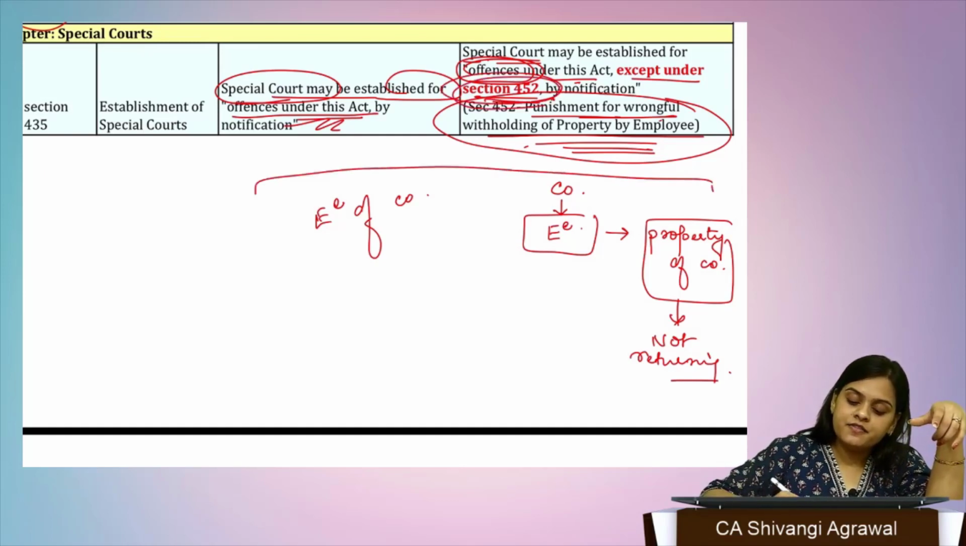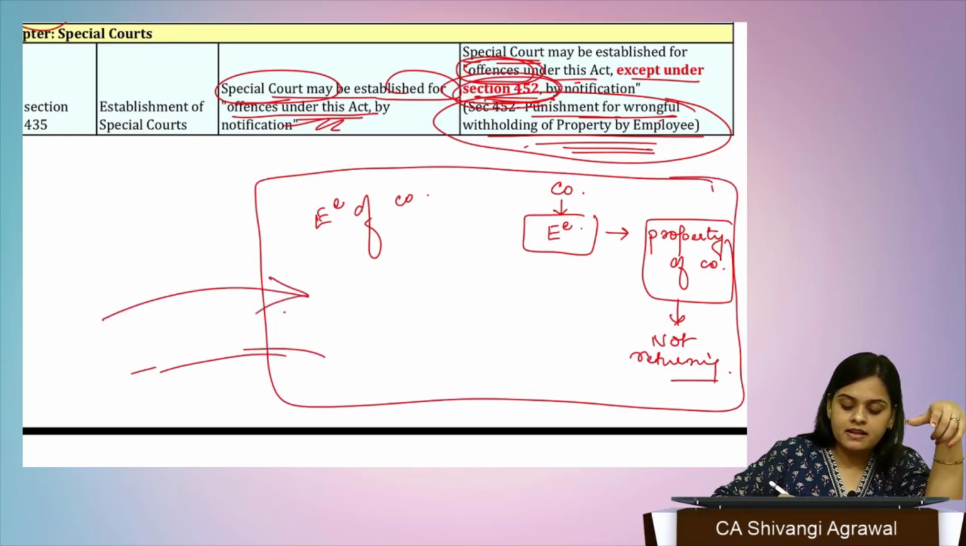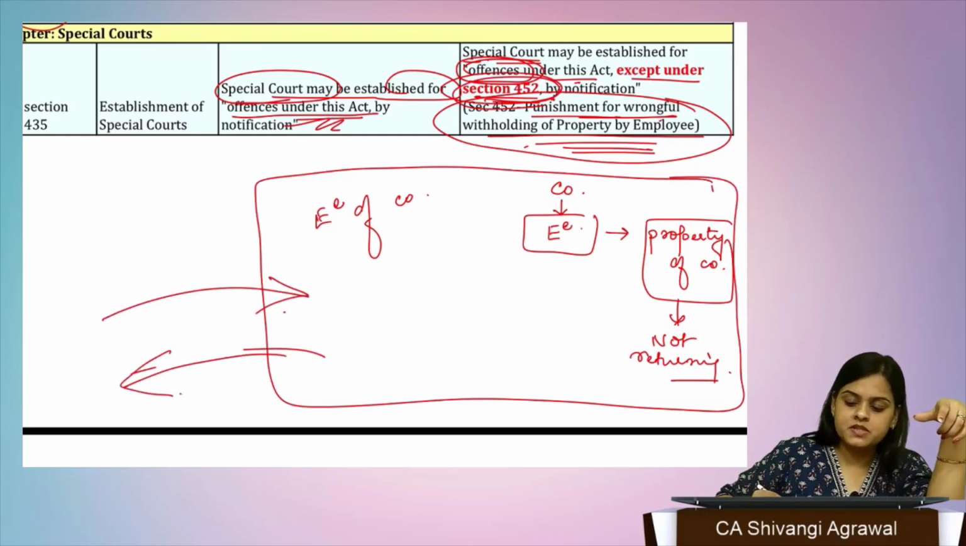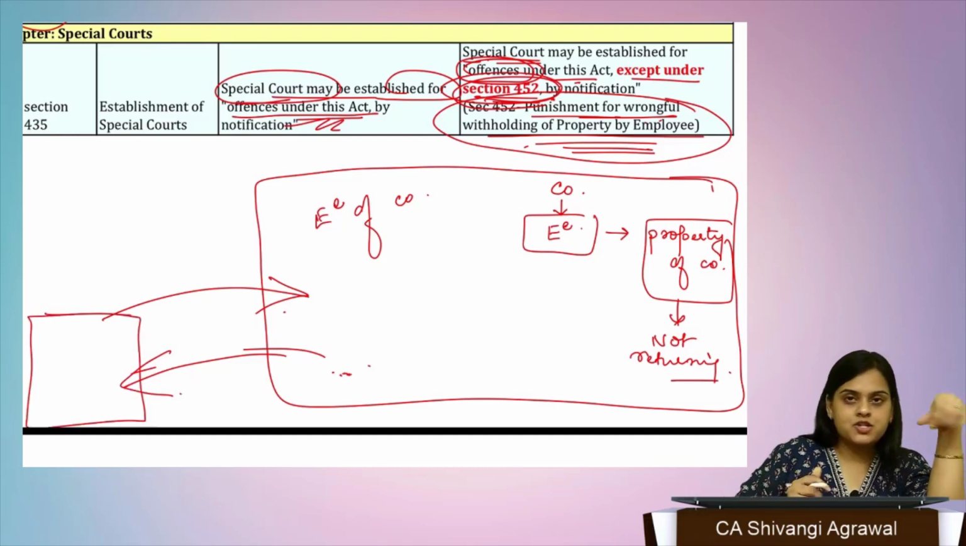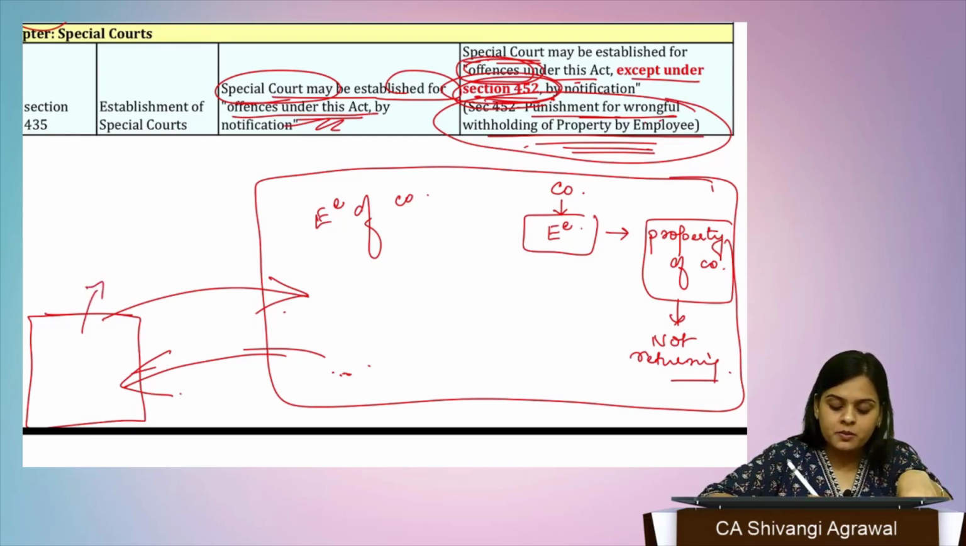Now if the company files a case against such an employee for returning that particular property because the person is withholding the property wrongfully, for that we want a special court, because it is also an offence which is covered in the Companies Act. So can the special court be designated over here? The answer would be no.